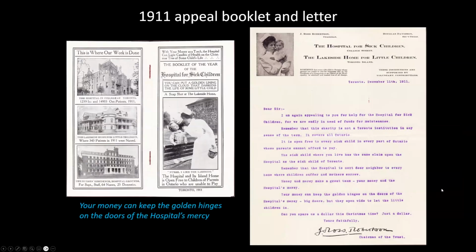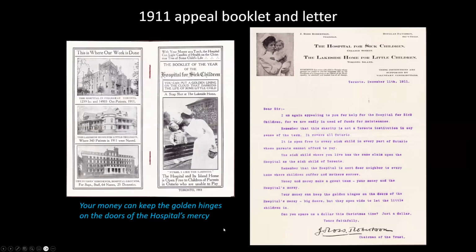envelopes, and a letter. And the letter was mailed in December, and it was basically a fundraising appeal asking for donations to support the operations of the hospital. And this little booklet had all kinds of photos in it of the hospital operations, children who were sick, like before and after pictures, lists of the nurses, lists of the doctors, all kinds of really interesting information. And I really loved the flowery language on the letter. So here, "Your money can keep the golden hinges on the doors of the hospital's mercy."